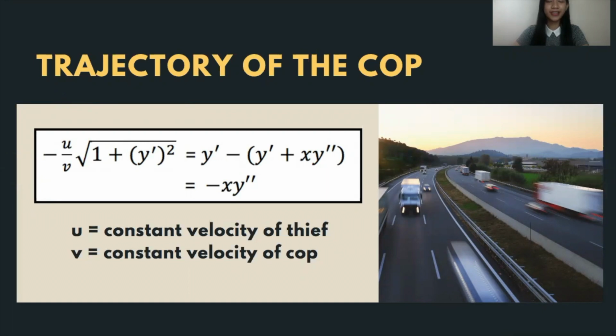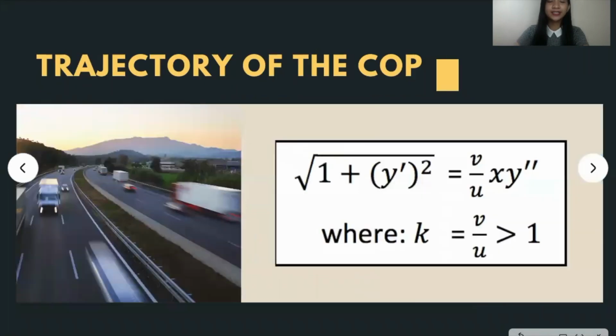The trajectory path of the cop is defined initially by this equation, wherein u is the constant velocity of the thief, while v is the constant velocity of the cop. So simplifying, we would be getting negative x y double prime. So from the given equation before, we just need to multiply both sides by negative v over u to be able to come up with this equation, wherein k is equal to v over u greater than 1. So let us remember this because we will be needing this equation until the end of this derivation.